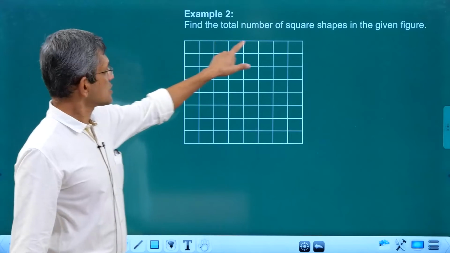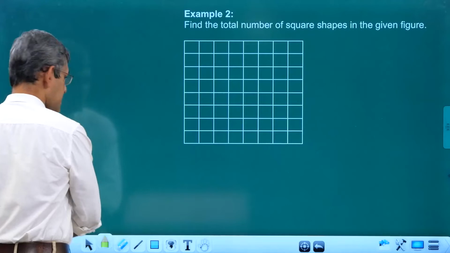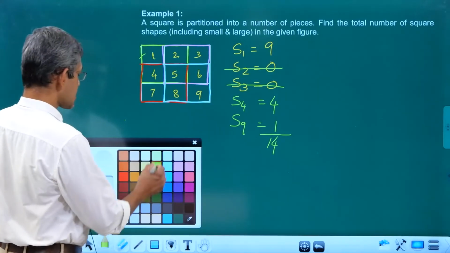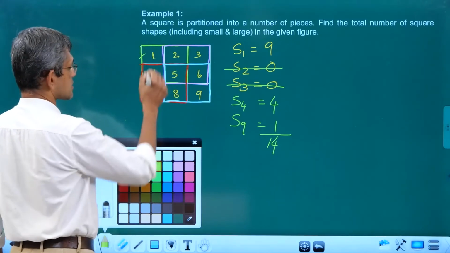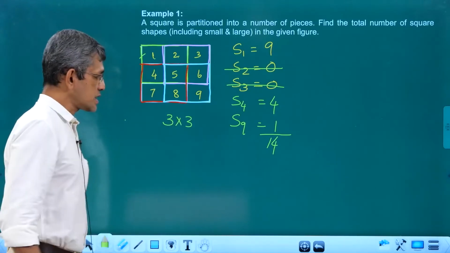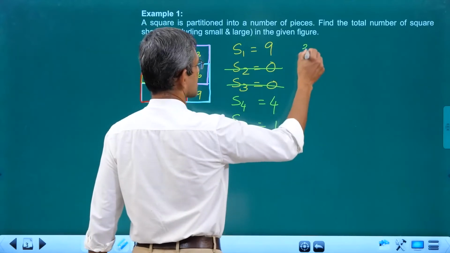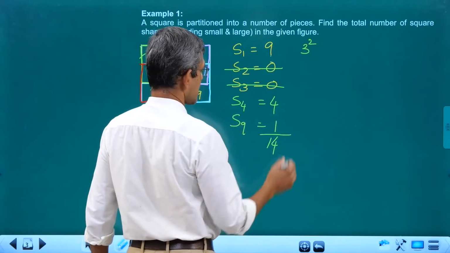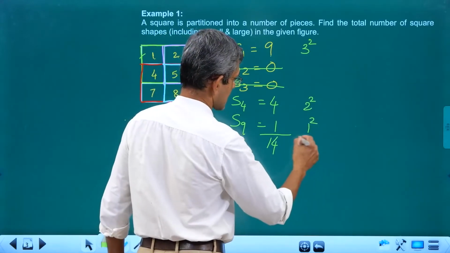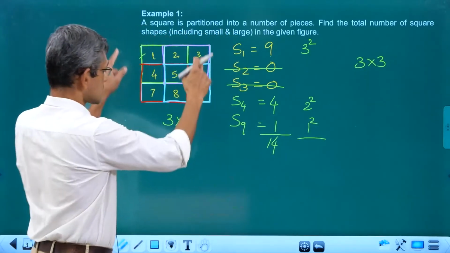Here, find the total number of squares. So we need to find the squares in this question as well. So look at the previous question. What can be the shortcut we can adopt here? This is a 3 by 3 square, 3 rows and 3 columns. If it is a 3 by 3, what is the answer we have? 14. How did we get that 14? We got it from here. 9 is 3 square. And 4 is 2 square. And 1 is 1 square. So if it is a 3 by 3 regular square.